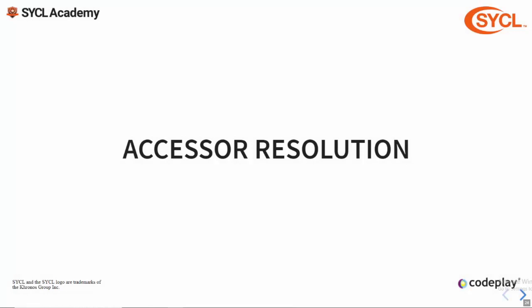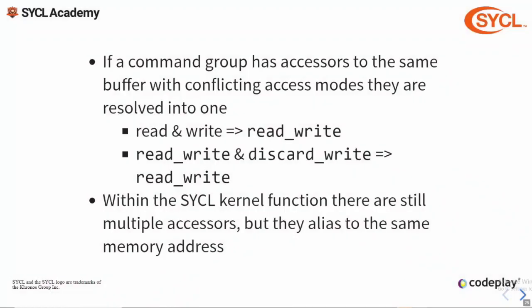Next, we're going to take a look at accessor resolution. If a command group has more than one accessor to the same data with conflicting access modes, they need to be resolved into one access mode in order to determine what the dependency is. The rules are, if you have both a read component and a write component, the result is the sum of those, so it will be a read-write access mode. Also, if you have an access mode with the discard component and one without, the result is one without, as that's the stronger guarantee. Within the kernel function, you still have multiple accessors, but the runtime dependency is resolved and the accessor is aliased to the same data.